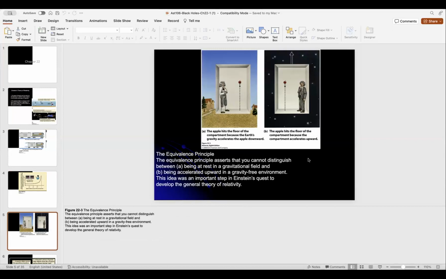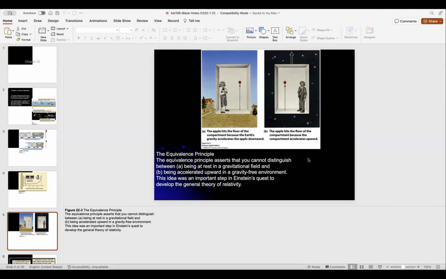So there's the special theory of relativity, which was first proposed by Einstein in 1905. It is called the special theory of relativity because it only deals with the special cases where the speed of the objects is constant. They are not changing their speed, they are not accelerating.